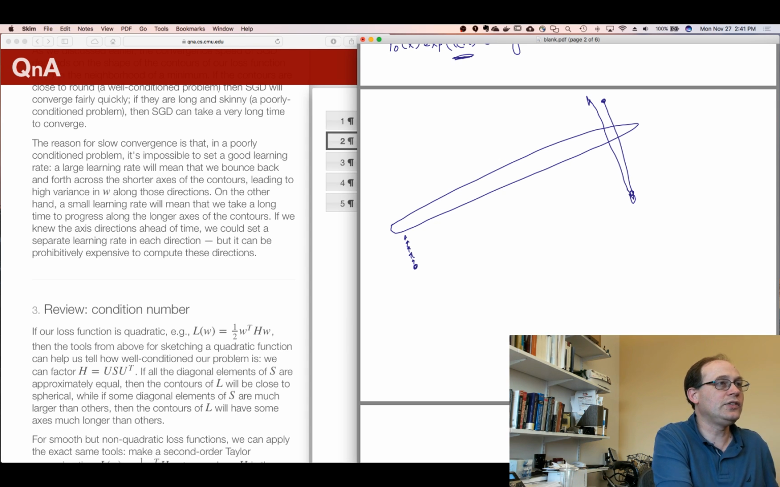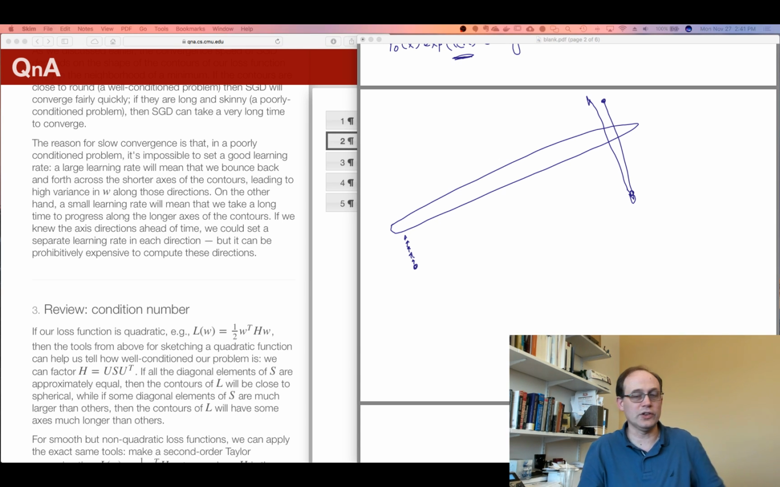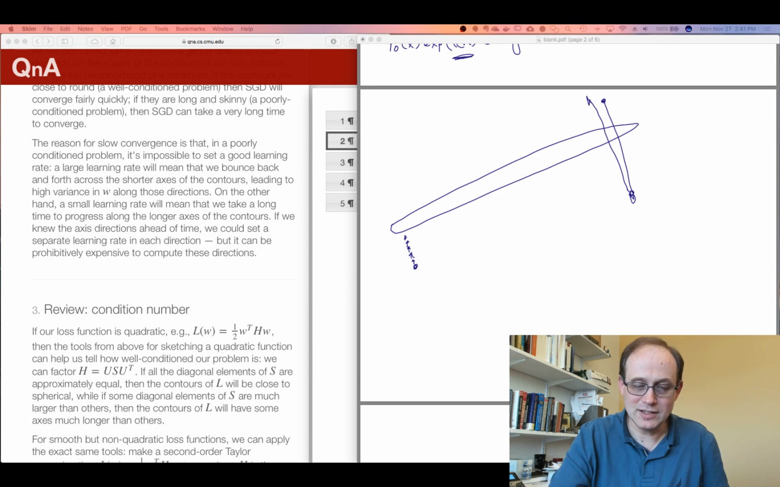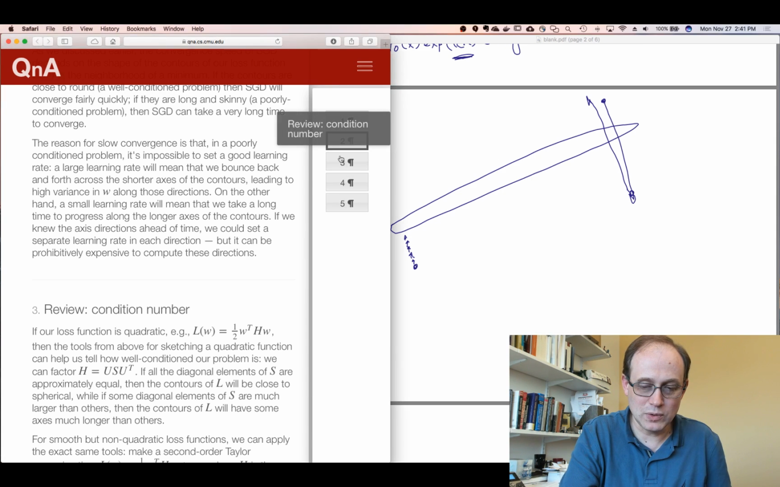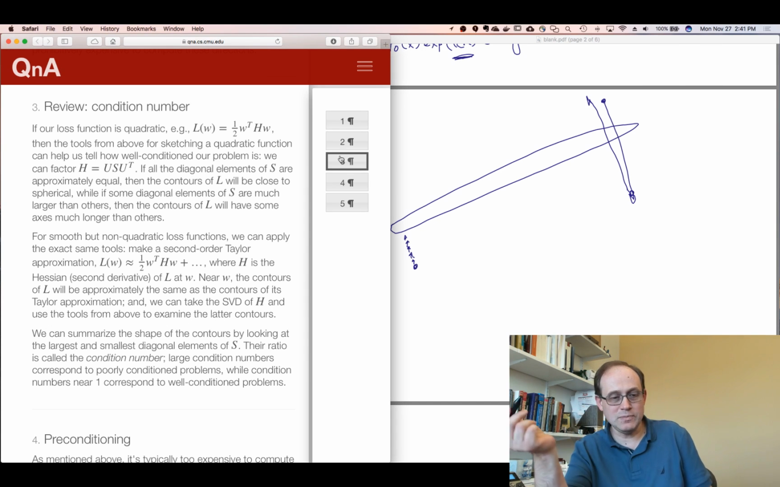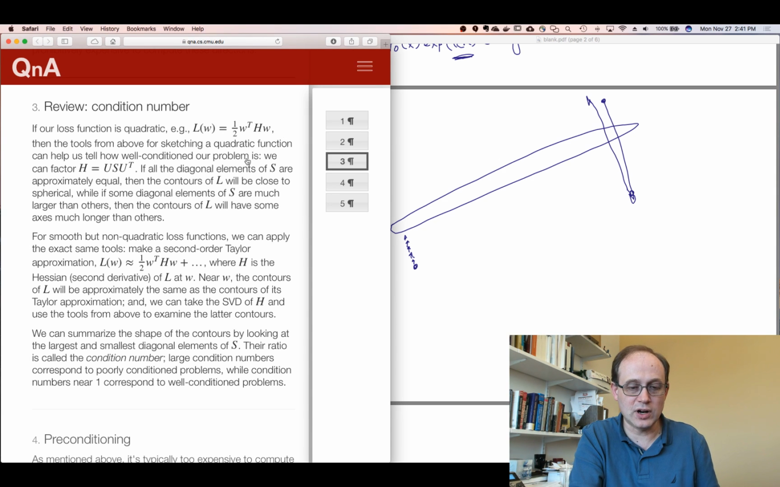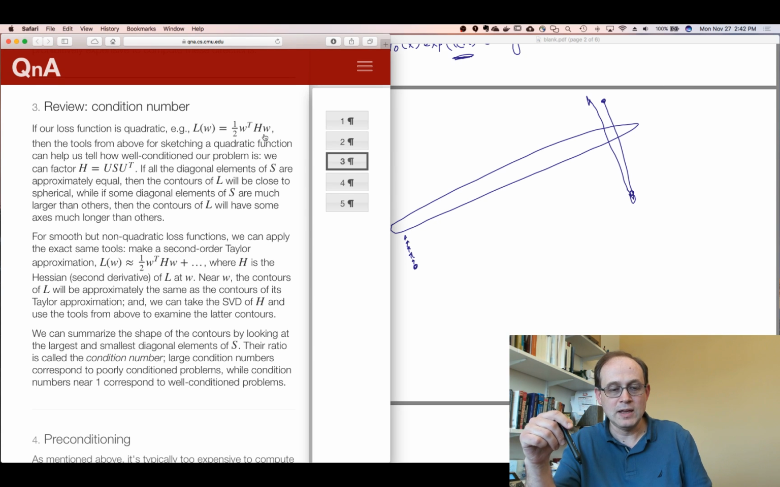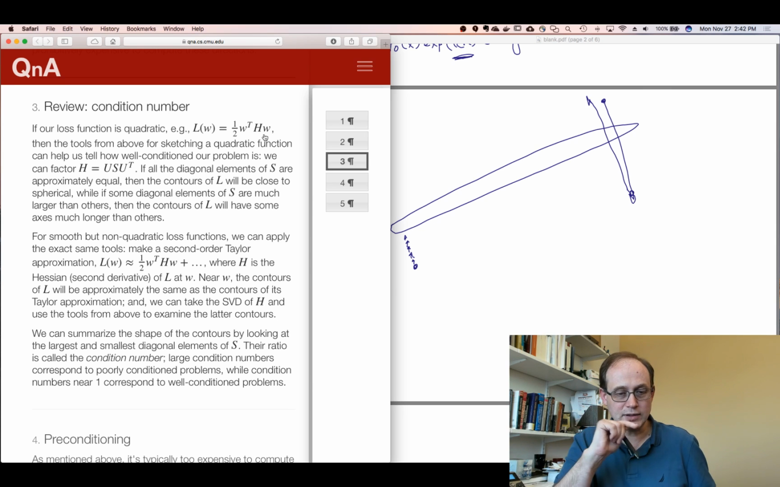And so somebody is asking, is there a quantitative measure of a well-conditioned loss function? And in fact, that is exactly what we're going to talk about next. The quantitative measure is called the condition number. So we can define a condition number first for a quadratic loss function. So here's our quadratic loss function. The loss is 1/2 W transpose HW, where, let's say we're minimizing it, so H is a convex up quadratic, meaning a positive definite matrix.